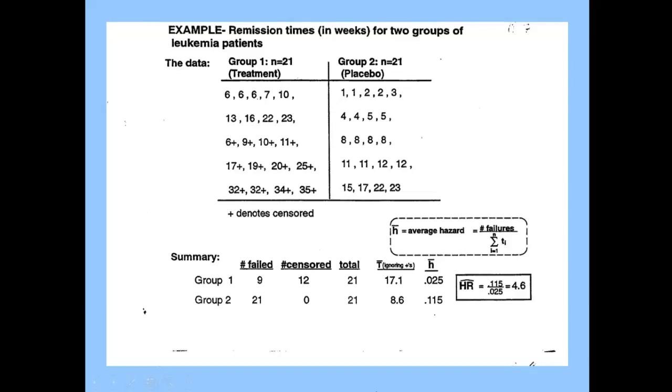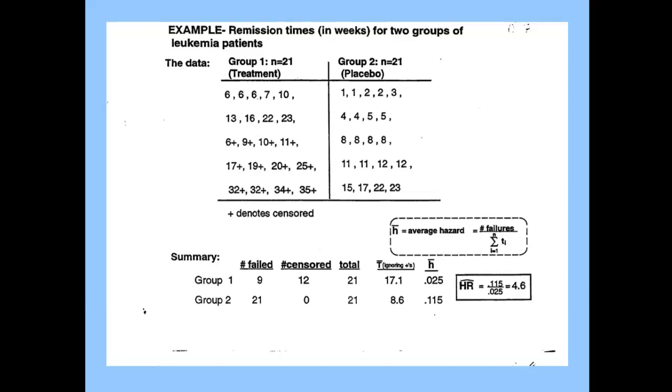Now, I could take 0.025 and divide it by 0.115, and I'll get a number less than 1. I could say the hazard ratio comparing group 1 to group 2 is some number less than 1. If I do it the other way around, with group 2 in the numerator over group 1, I get a hazard ratio of 4.6.